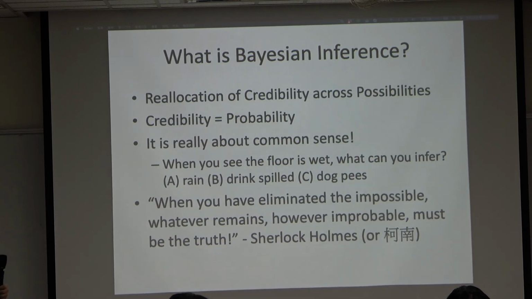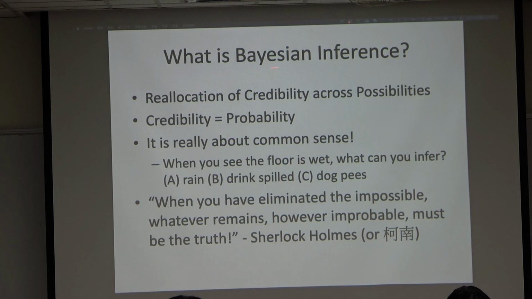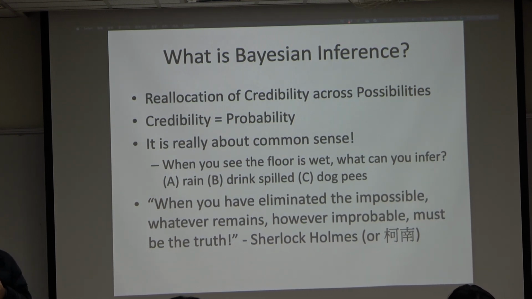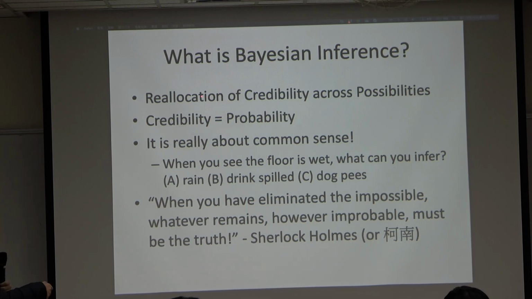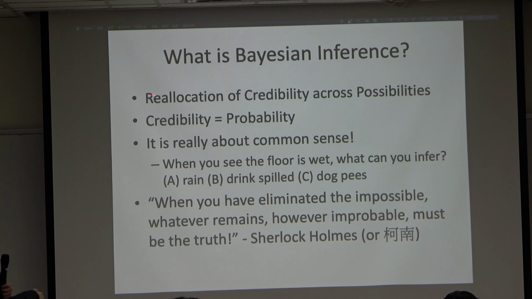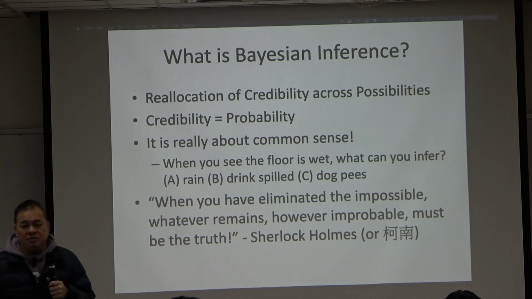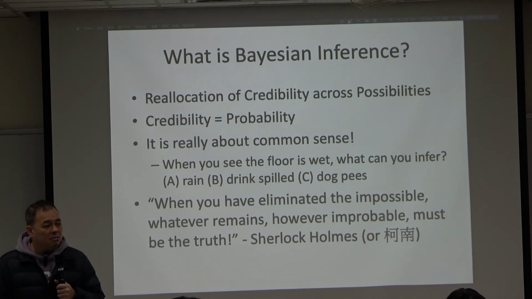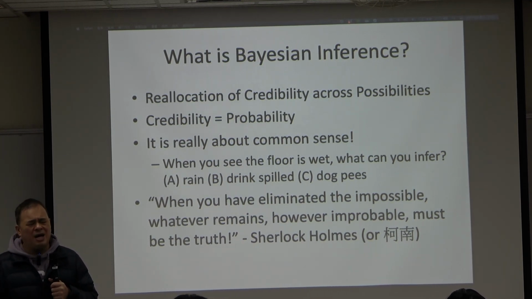As I said, we do need to talk a little bit about Bayesian in the first class. So what is Bayesian inference? The simplest description of Bayesian analysis is one sentence: reallocation of credibility across possibilities. You understand every word here, but it may not be so obvious to you.